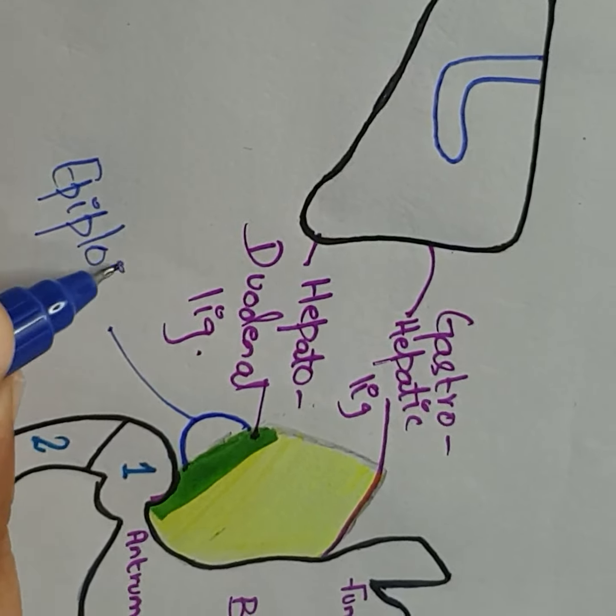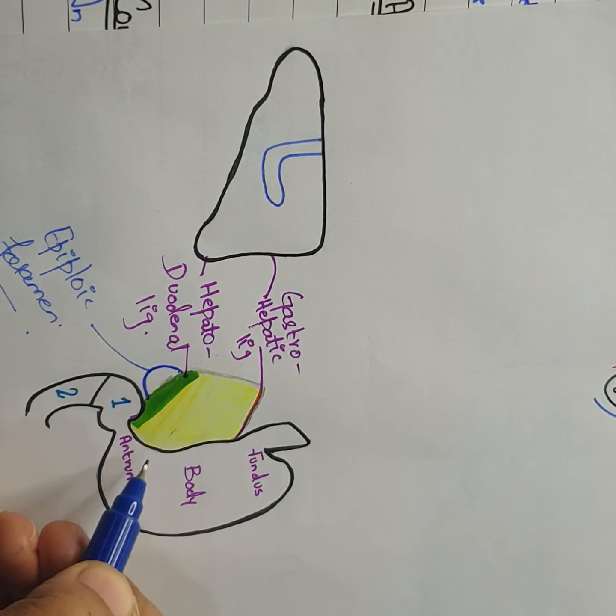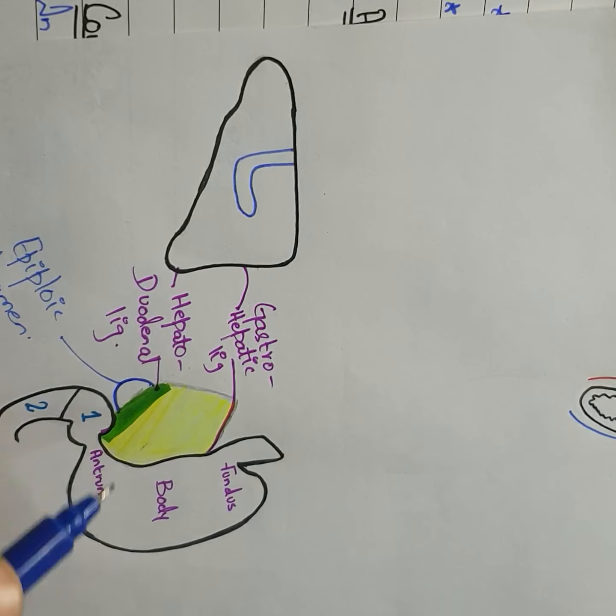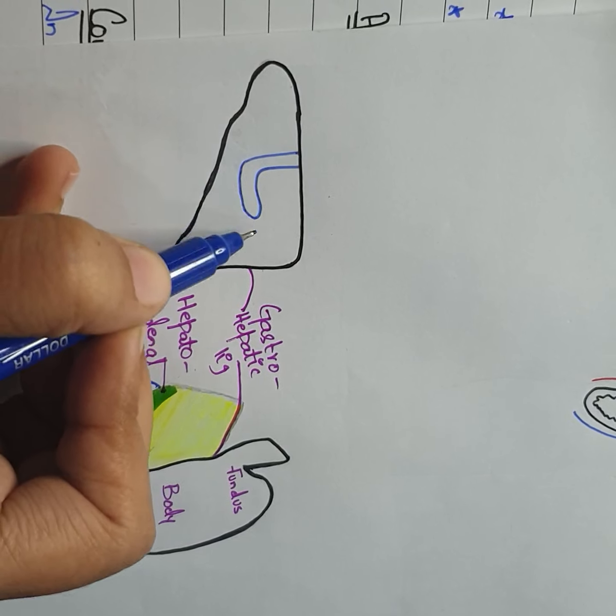Now the only thing we are left with are the contents of lesser omentum. So talking about the contents of lesser omentum, first we see what are the contents in the right free margin. I told you that lesser omentum is attached at 4 places: lesser curvature of stomach, first 2 cm of duodenum, the fissure for ligamentum venosum, and the porta hepatis.